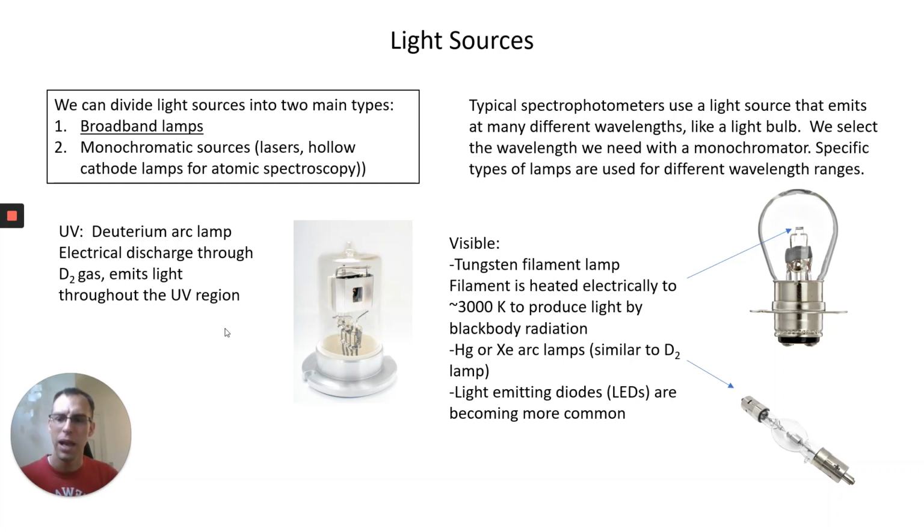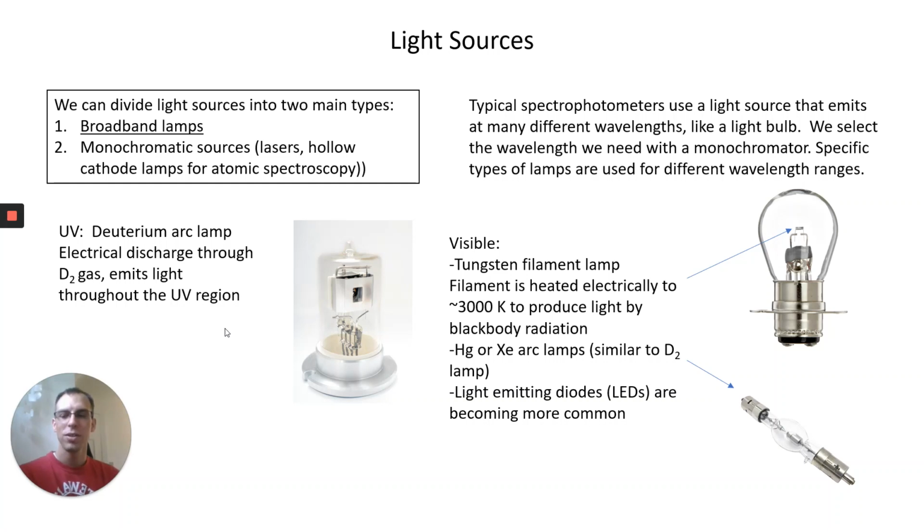And there are kind of two main classes of that. There's lasers, which we'll talk about, and then hollow cathode lamps, which are used for atomic spectroscopy. We won't actually talk about that in this chapter. We would discuss it in chapter 21 if we were getting to that. But I just want to, for completeness' sake, include it on our list here.